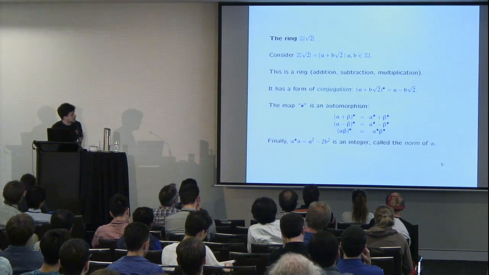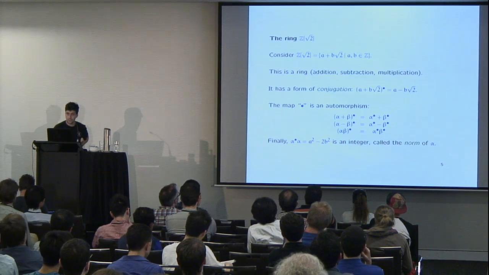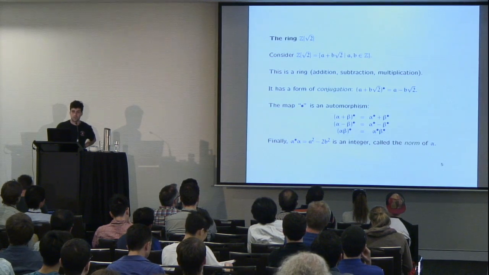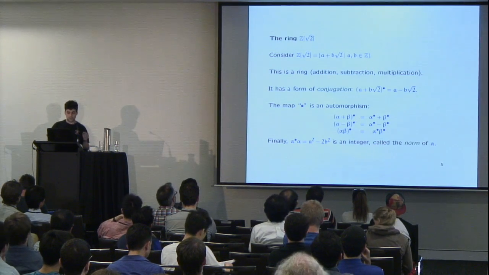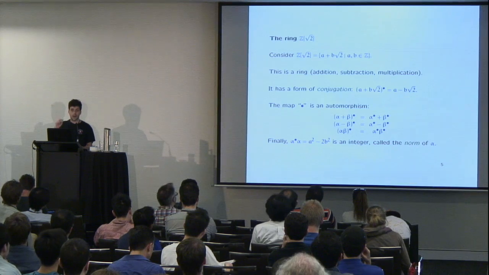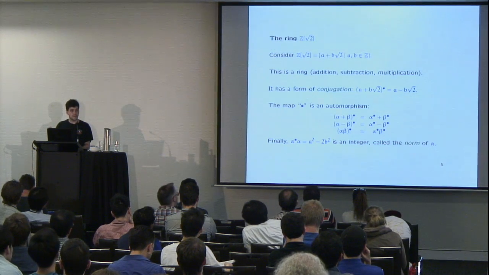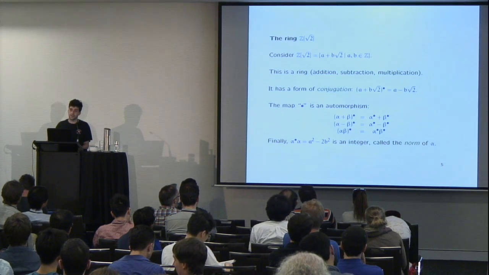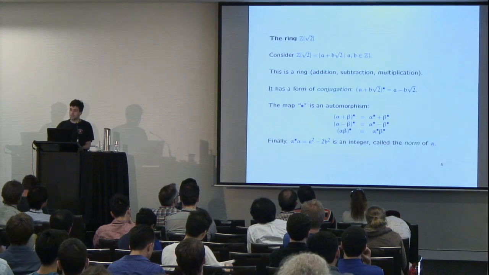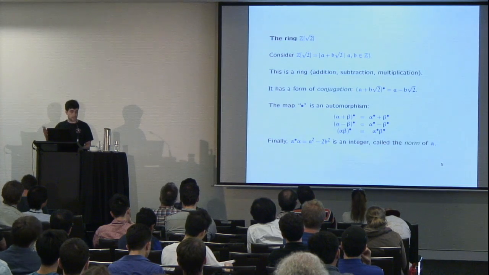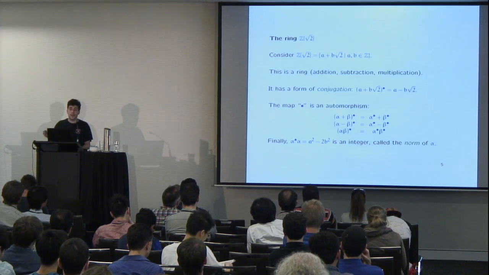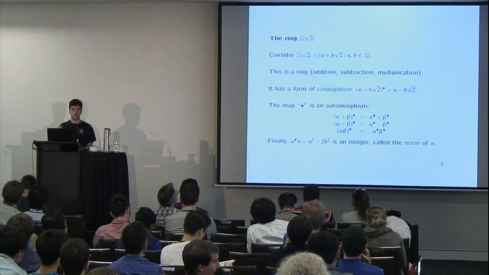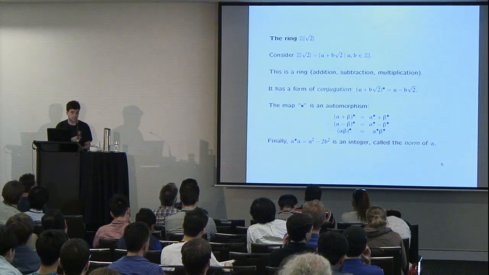And using this automorphism, the bullet, you can define a norm on your ring, a number theoretic norm, by stating that the norm of an element alpha is alpha bullet times alpha. So this norm for us has two important properties. The first one is that for any alpha, the norm of alpha is an integer, always. And also, the only element of Z root 2 whose norm is 0 is 0 himself, okay?